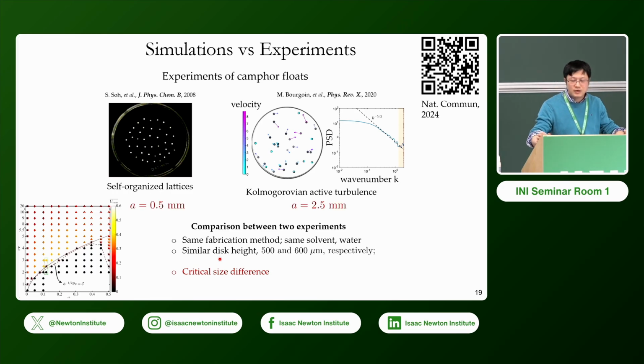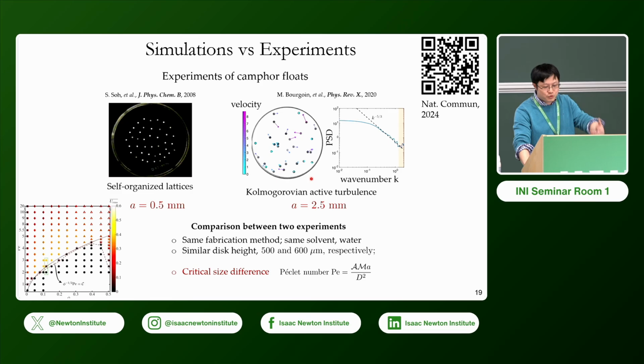What you can see is that on the left-hand side, this is exactly their value: 0.5 millimeter. On the right-hand side, 2.5. If we look at the relationship between the Péclet number and the radius, you see it's linearly related. So I can say that on the right-hand side, the Péclet number is 5 times that of the left-hand side. So it means that at low Péclet number you get a crystalline state, and at high Péclet number you get active turbulence. Qualitatively, we capture this experimental phenomenon.